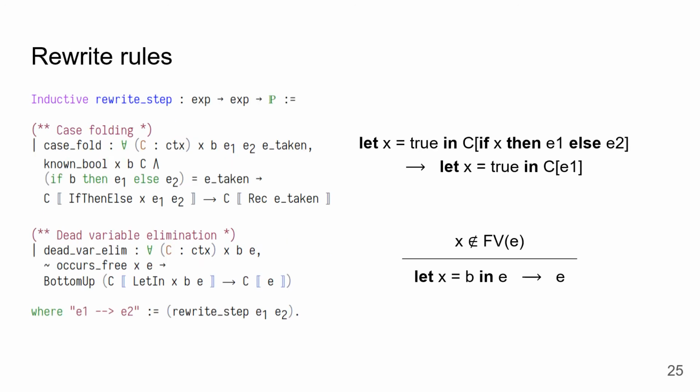Using these definitions, the user can then define the rewrite rules that they would like to implement, again in the usual way by defining a Coq inductive relation. In this case, I've chosen to call this relation rewrite step, and each constructor of rewrite step corresponds to a rewrite rule that I would like to implement.